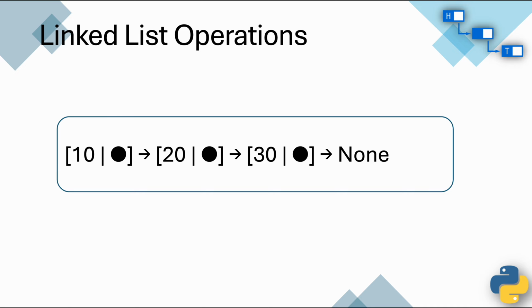In the top right corner, you can see H is the head and T is the tail, or last node. This is the middle. The white color thing is a pointer to the next node, and the blue color one is the data.